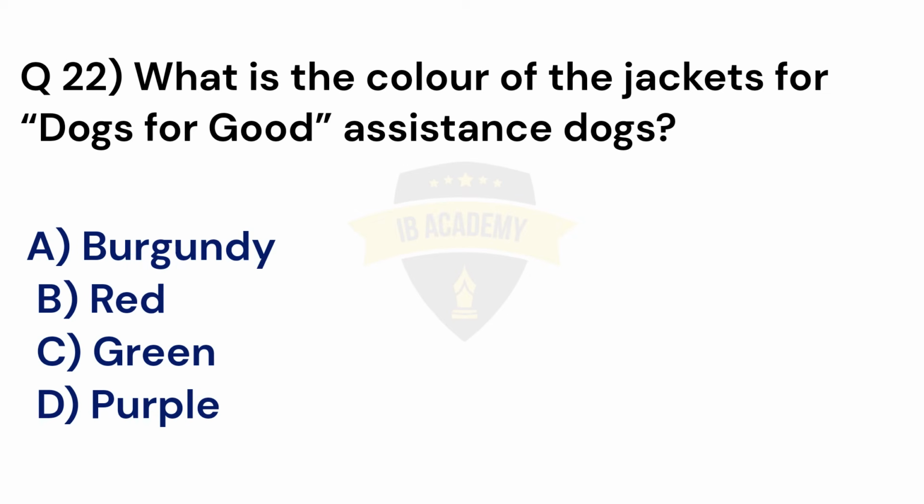Question 22. What is the color of the jackets of Dogs for Good assistance dogs? Option A. Burgundy. Option B. Red. Option C. Green. Option D. Purple. The correct answer is option C. Dogs for Good assistance dogs wear green jackets.